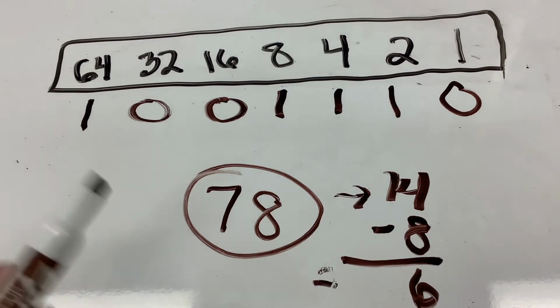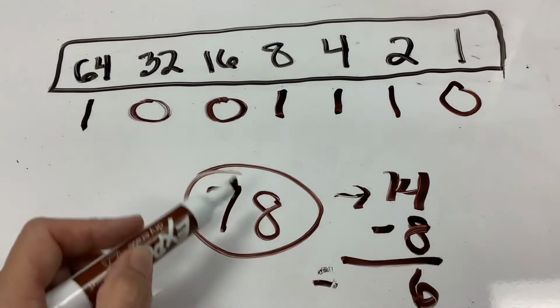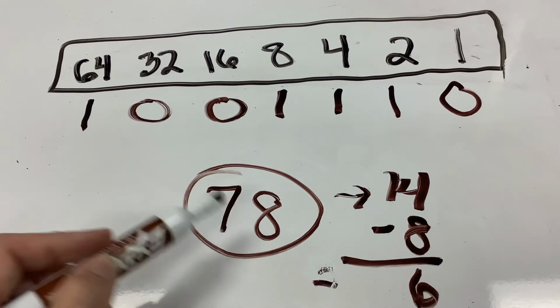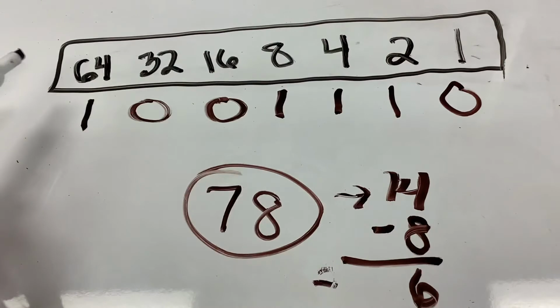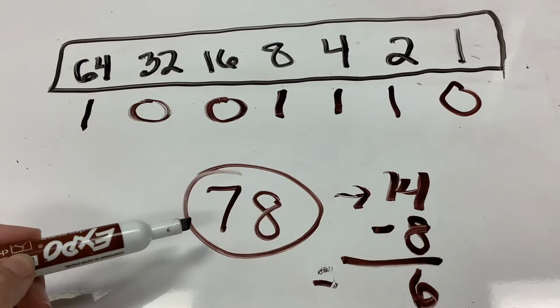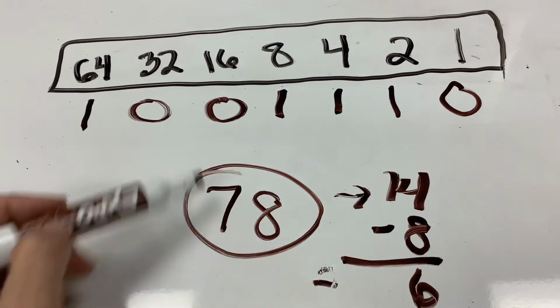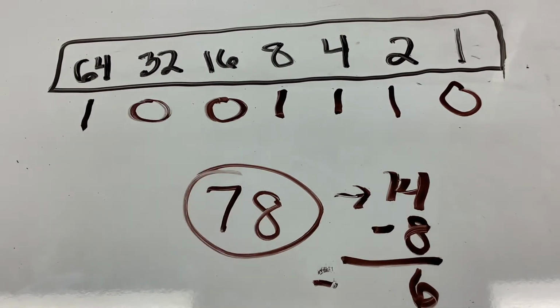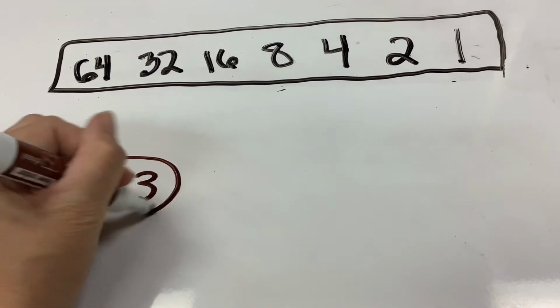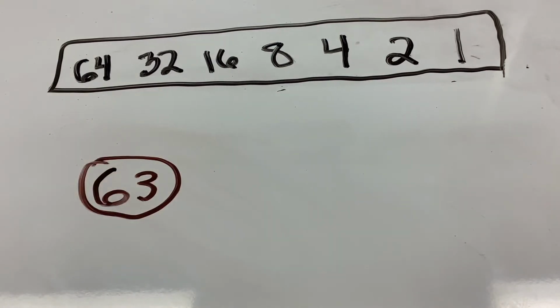So again, the trick is take the number that you're trying to convert. In this case, it was 78. Find which number in your chart, your cheat sheet up here, fits into 78. That's the largest number that fits into 78. And that's the first number you're going to use. So let's use another example. So what if our number was 63 that we're trying to convert into binary? So here's how that would look.